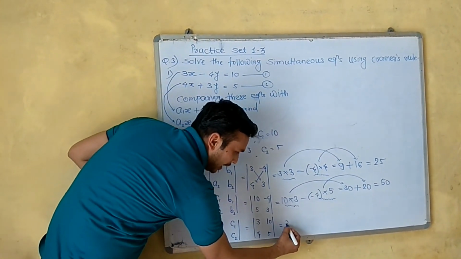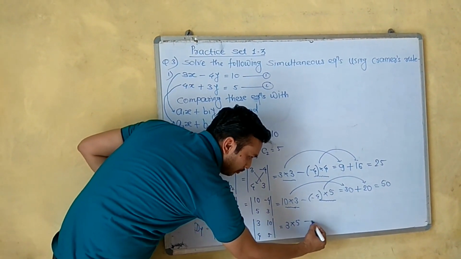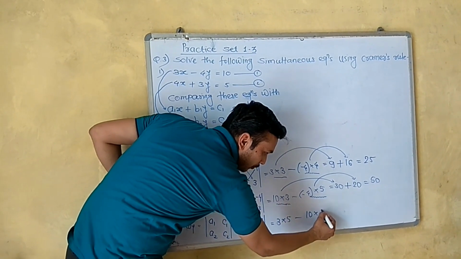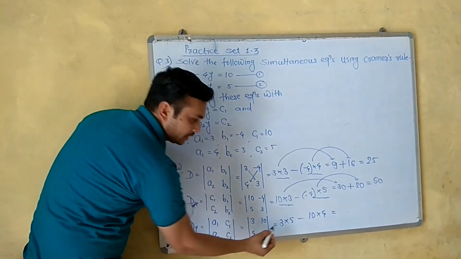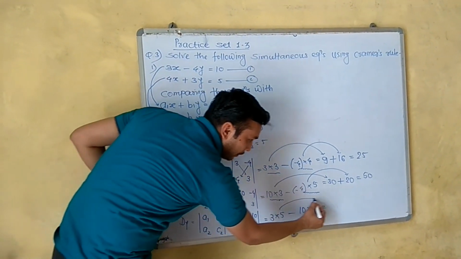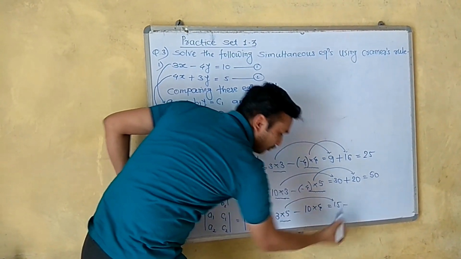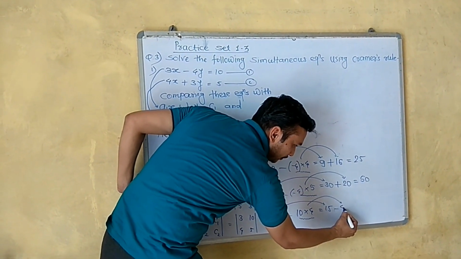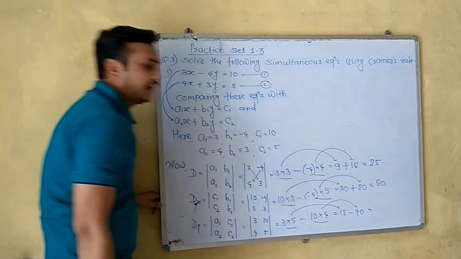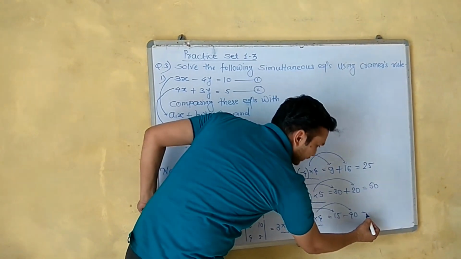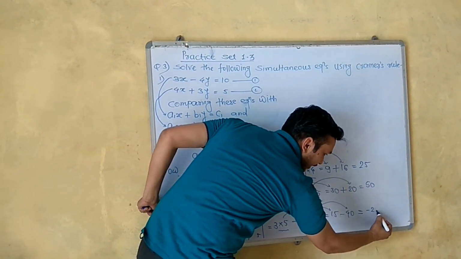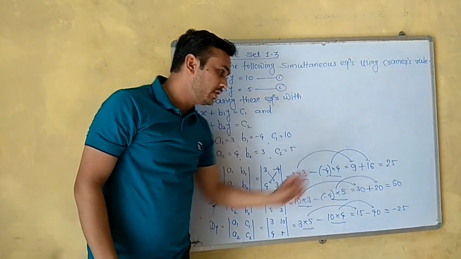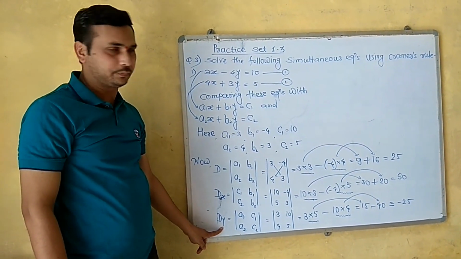3 multiplied by 5 minus 10 multiplied by 4, that is equals to 3 5s are 15 minus 10 4s are 40. So 15 minus 40, that is equals to minus 25. So minus 25 is the value of dy.